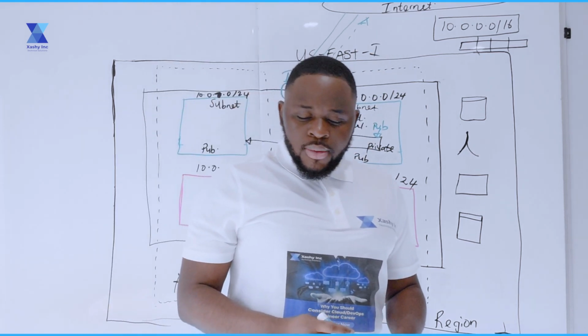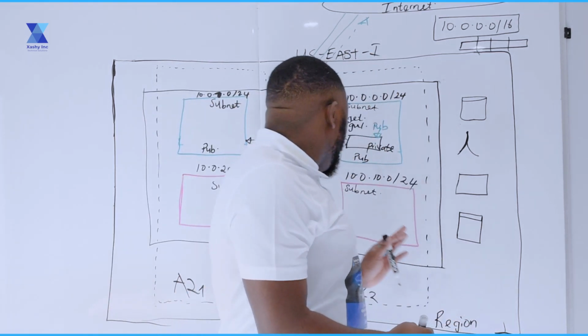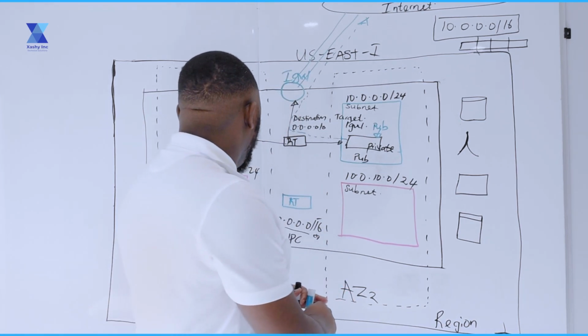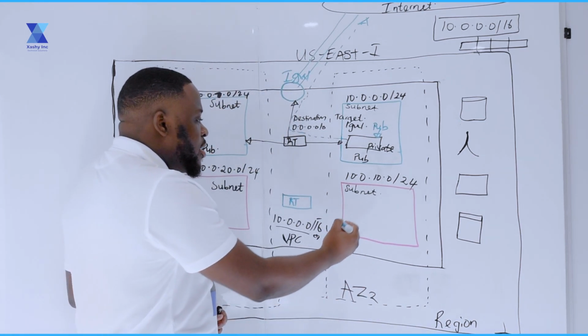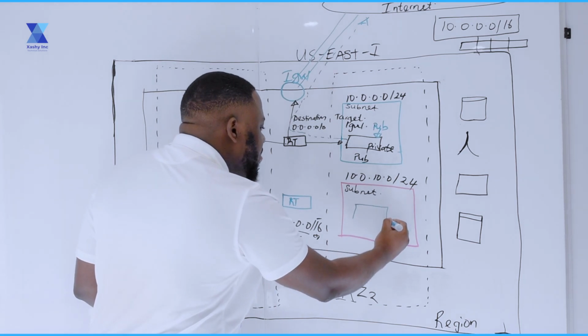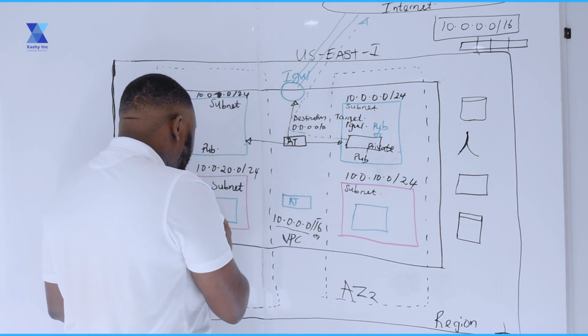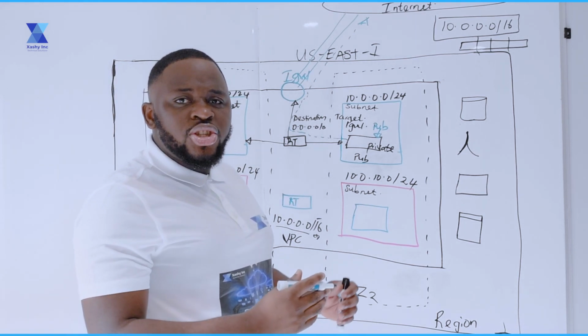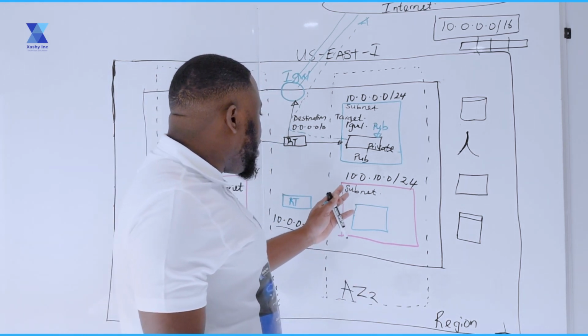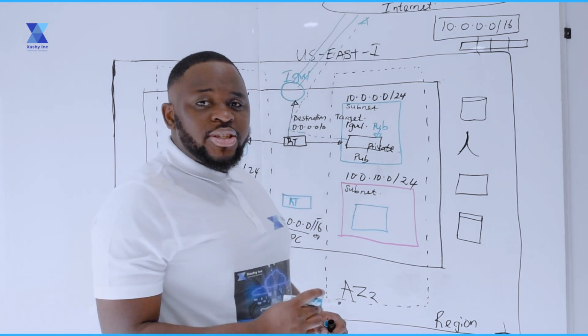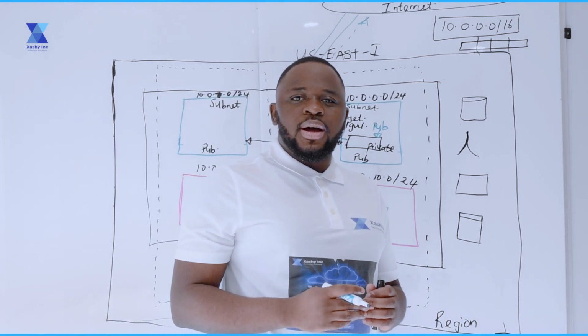When we talk about private subnets, we simply mean that resources created in the private subnets can only have private IP addresses. So there is no way a resource in the private subnet gets a public IP address.